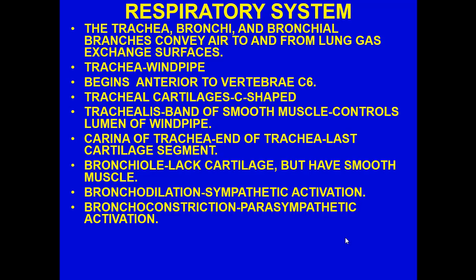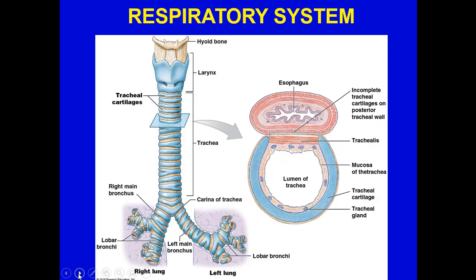The bronchioles basically lack cartilage but have smooth muscle. That's where you get bronchodilation by sympathetic activation, so the bronchioles expand in lumen diameter, as well as bronchoconstriction, which is under parasympathetic activation, so you will end up with a constricting of the lumen diameter where the bronchioles are.